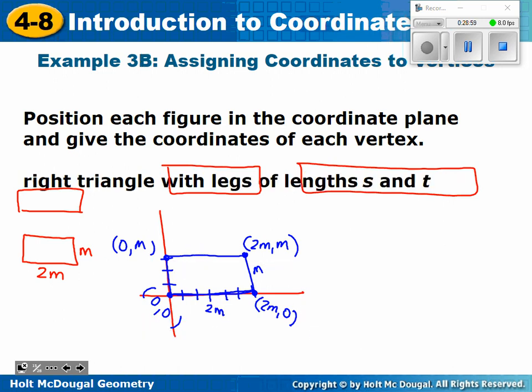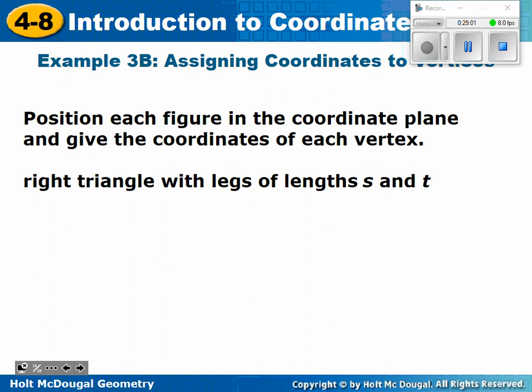Let's try another one. This time we want a right triangle with legs of lengths s and t. So go to your graph. If it's a right triangle, we can use that same strategy we've been using. Keep the vertex at the origin. And since it's right, we can use our x and y axes to make a right triangle. It says you want the legs to be s and t. What does that mean about the legs? They're different.